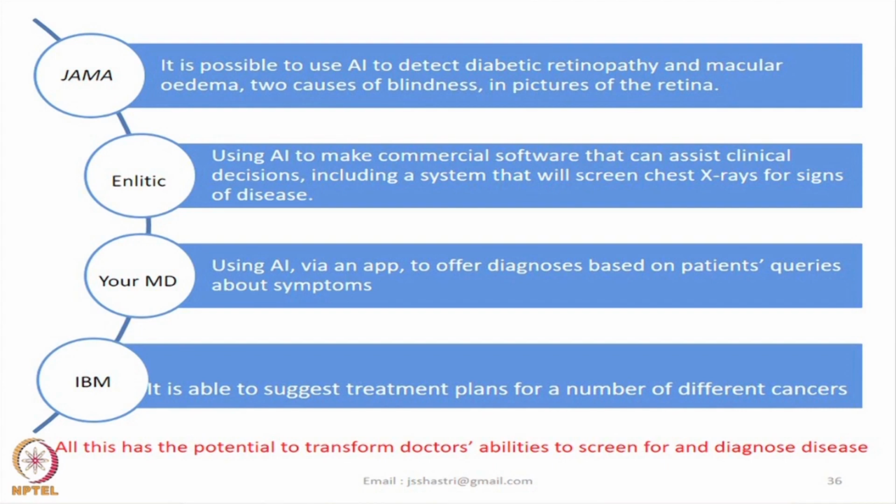There are lots of companies coming up with artificial intelligence apps to take patients' queries about symptoms and diagnose the conditions. IBM is able to suggest treatment plans for a number of different cancers, and all this has the potential to transform doctors' abilities to screen for and diagnose disease.